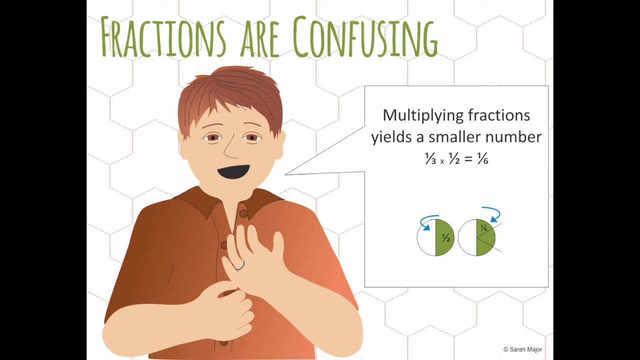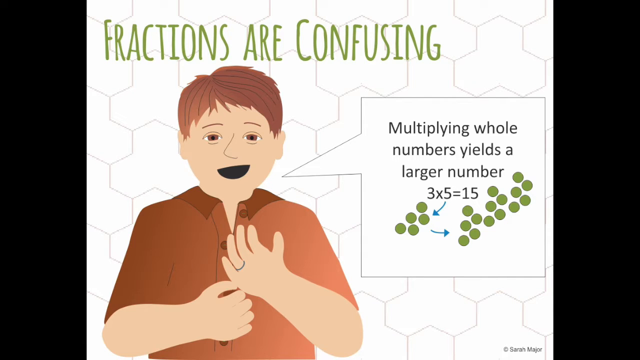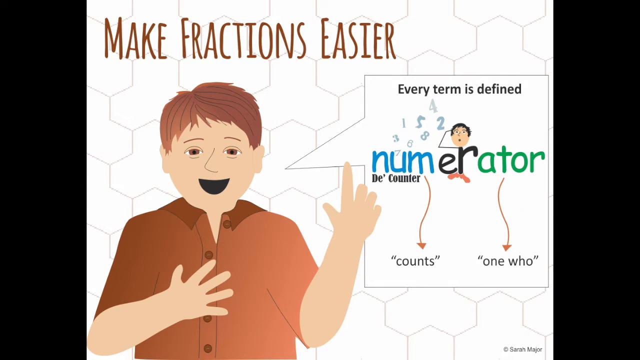Multiplication and division of fractions acts exactly the opposite to the same process with whole numbers. For example, with whole numbers, multiplying results in a larger number. With fractions, multiplying results in a smaller number.